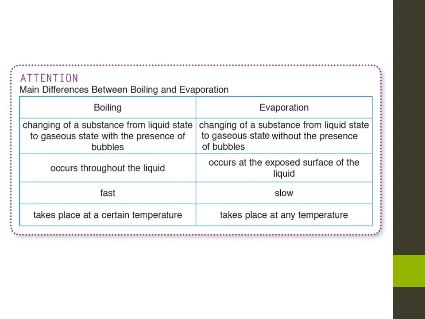Pay attention. Main differences between boiling and evaporation exist. Boiling is the changing of a substance from liquid state to gaseous state with the presence of bubbles. Evaporation is the changing of a substance from liquid state to gaseous state without the presence of bubbles. Boiling occurs throughout the liquid, while evaporation occurs at the exposed surface of the liquid.